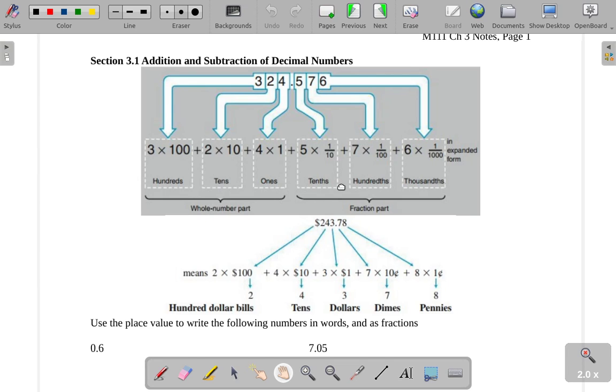Alright, we're moving into Chapter 3 now. And in Chapter 3, we're starting to talk about decimal numbers. You're already very familiar with decimal numbers, most likely. We see them all over the place. We see them on calculators. We deal with them when we're dealing with money.